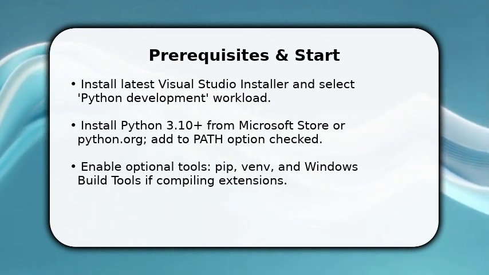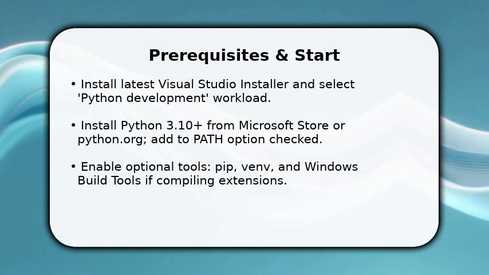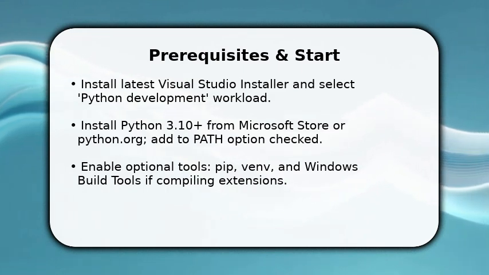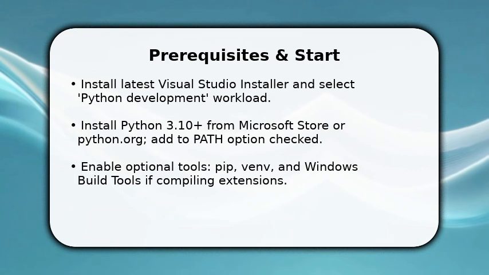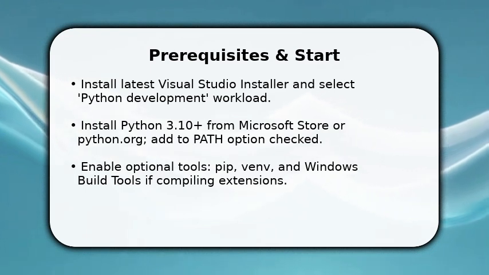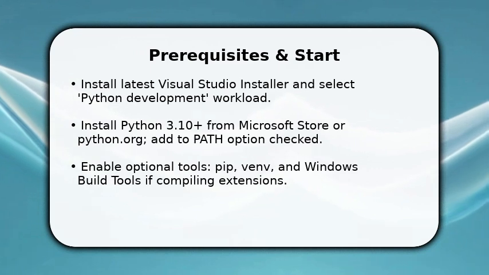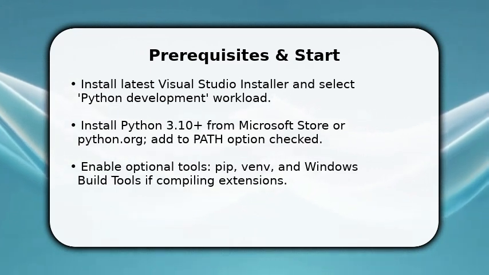Next, install Python 3.10 or later and make sure to check Add to Path so command line commands work. Once done, enable pip and venv during installation so you can create isolated environments. These steps set up a reliable base, so subsequent configuration is fast and predictable.